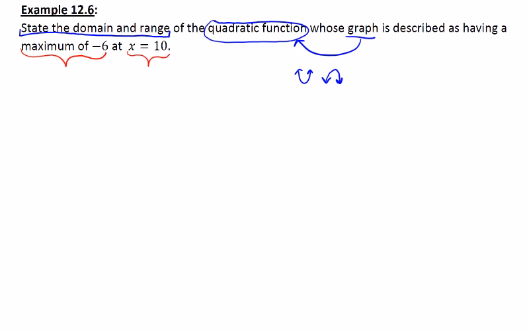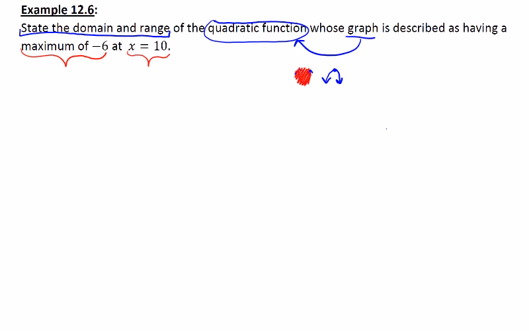Now, it further says there is going to be a maximum of -6 at x equals 10. So if we know that there's going to be a maximum, that automatically means we know that the graph has to open down. So it's not going to be this situation right here where it opens up. It's got to open down.